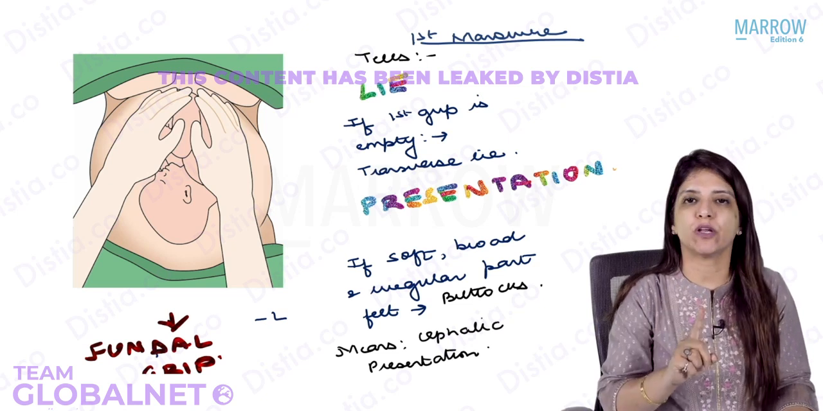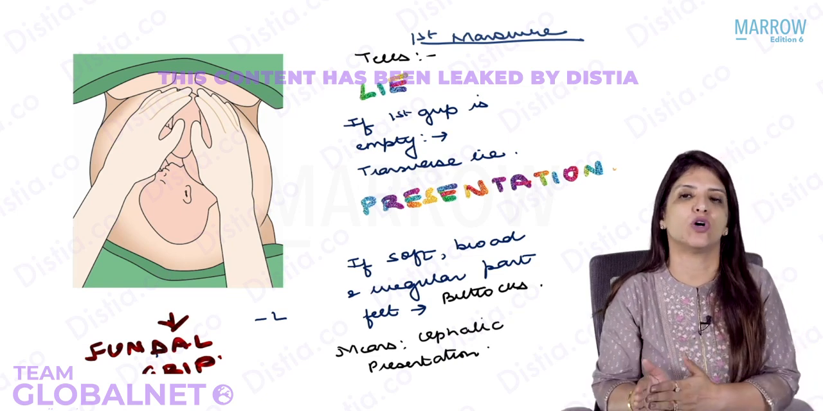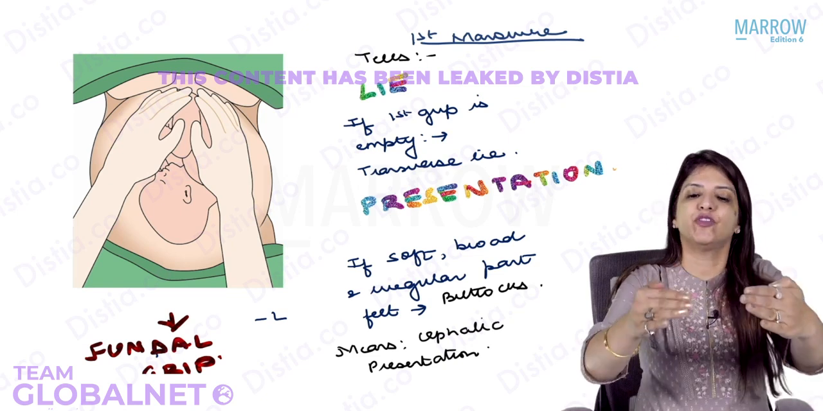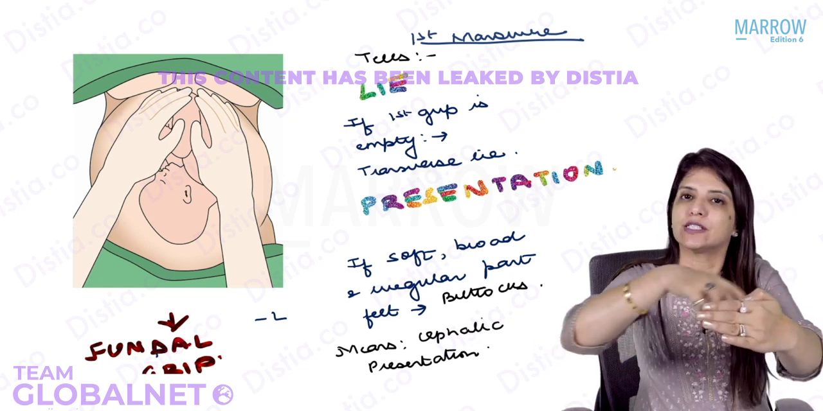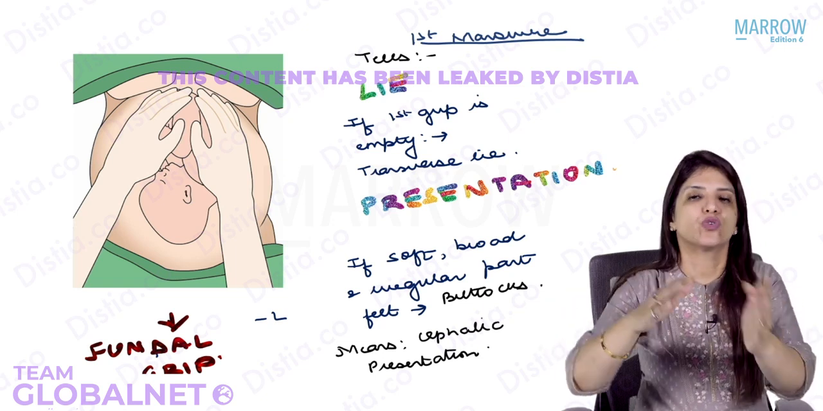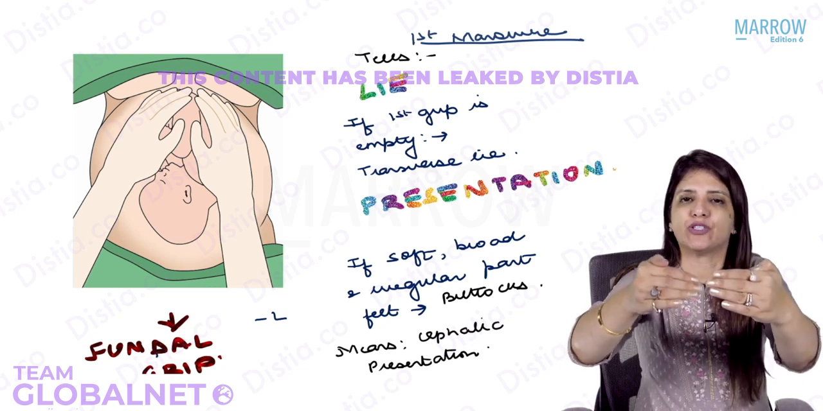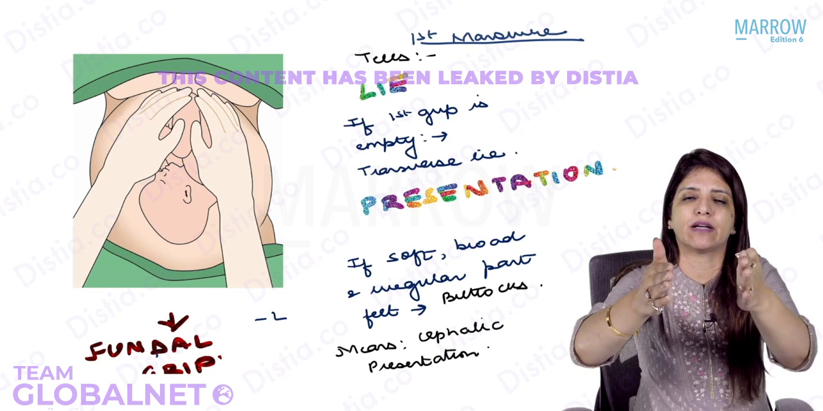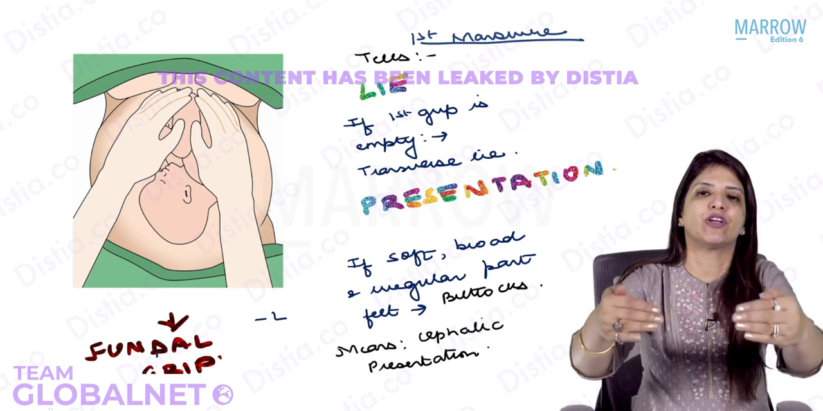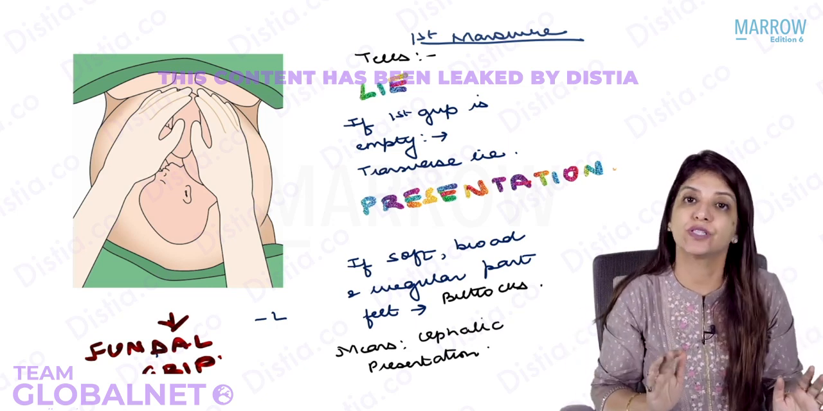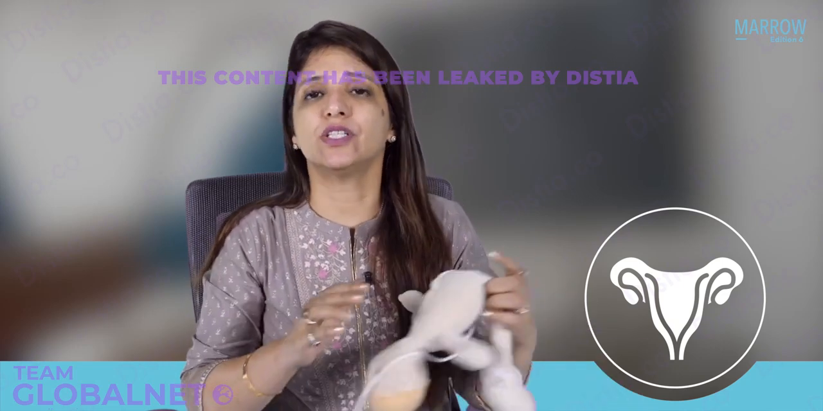Now, Leopold's first maneuver tells you about 2 things. Number 1, it tells you about the lie, and number 2, it tells you about presentation. If the fundal grip is empty, that means the fetus is lying transversely. So that is how it tells you about the lie. If you can feel any part, either the buttocks or the head, that means it is a longitudinal lie. If you cannot feel buttocks or head, and it feels as if it is empty, then it is a transverse lie.